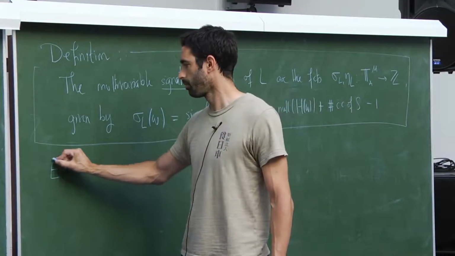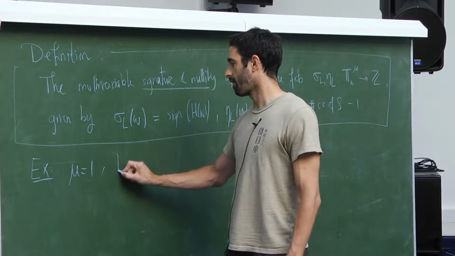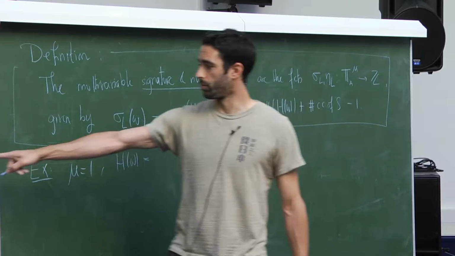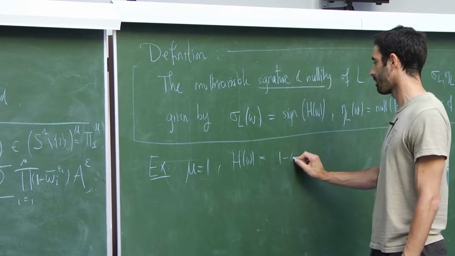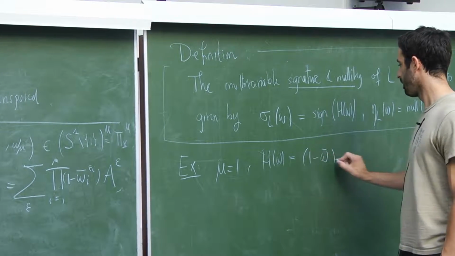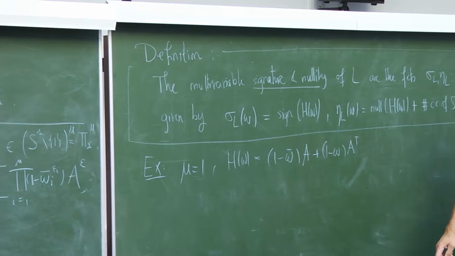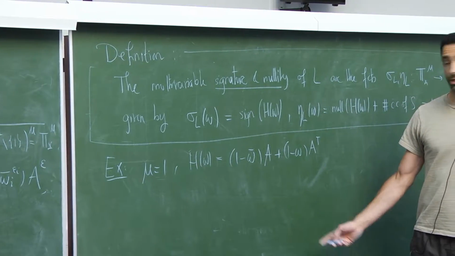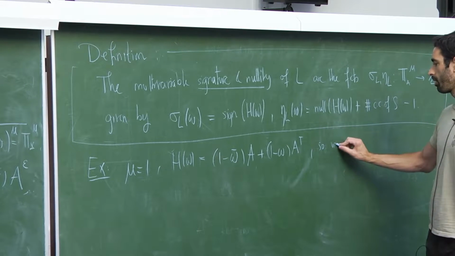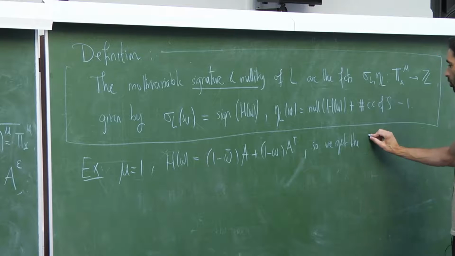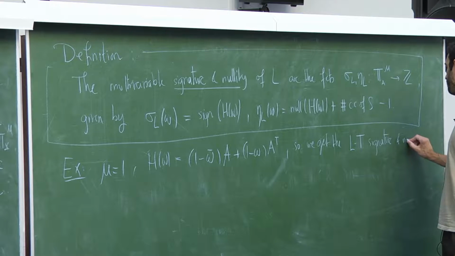Example, you take mu equal to 1. What do you have? You have that H omega is equal to, so we are summing over two signs. Here we have 1 minus omega bar times A plus 1 minus omega times A transposed. And if you know about the Levine-Tristram signature, this is exactly the way it's defined. So we get back the so-called Levine-Tristram signature and nullity.